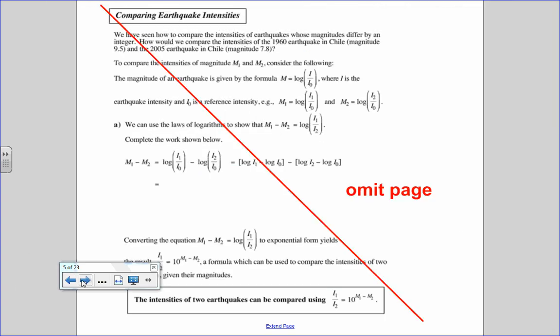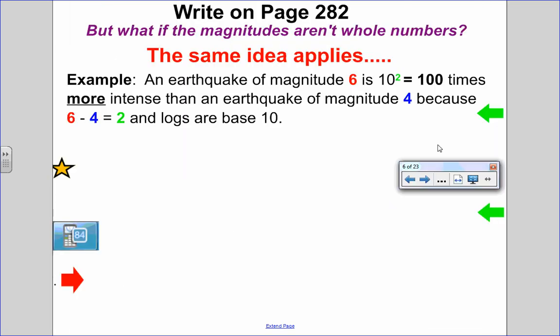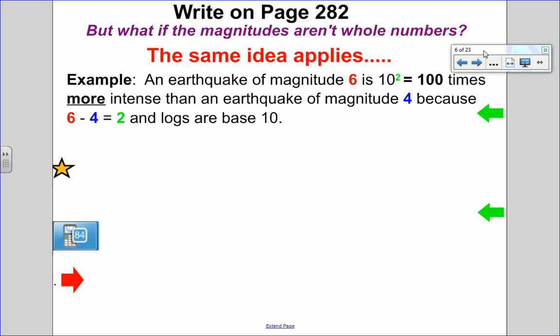Okay, so we're not going to do it this way. I'm going to show you a different way of doing it. So what happens if the magnitudes aren't whole numbers? It's going to be the exact same thing. For example, if I had an earthquake of magnitude 6 compared to a magnitude of 4, 6 is 2 units higher than 4, so the intensity is 2 factors of 10 more, or 100 times more intense. And it is more intense because 6 is greater than 4.